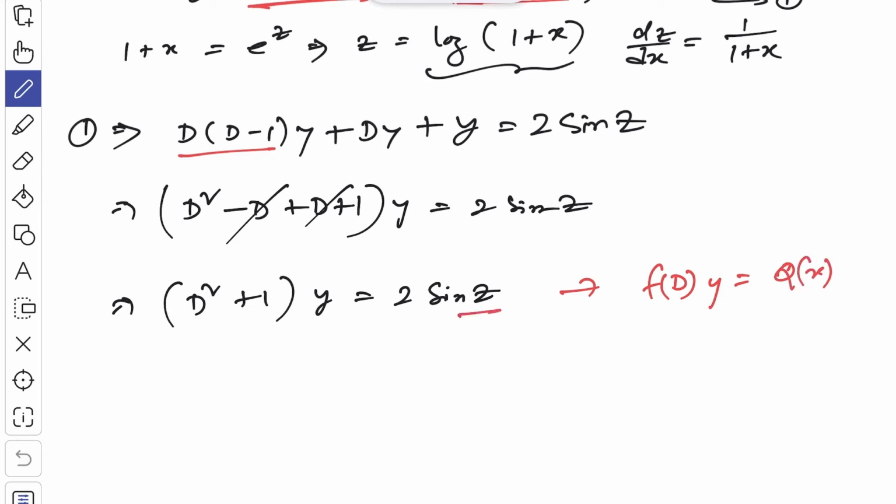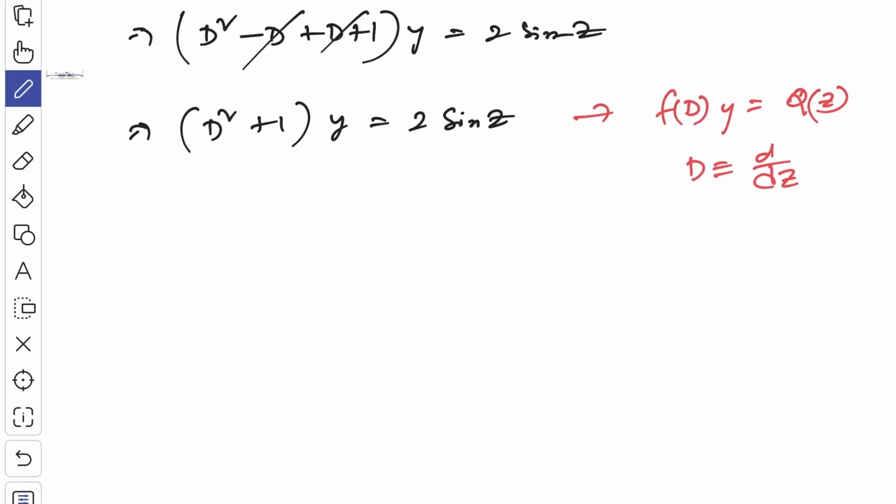Of x. Sorry, here in this case it is not x, it is z, right? So q of z we can write, and here d represents not d by dx, d by dz. Okay, so that is the only difference here. So now let me scroll down the page.